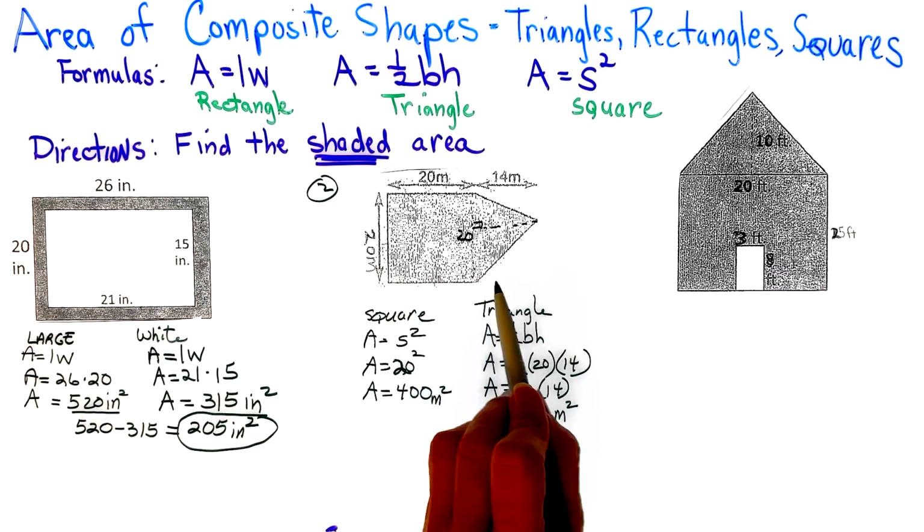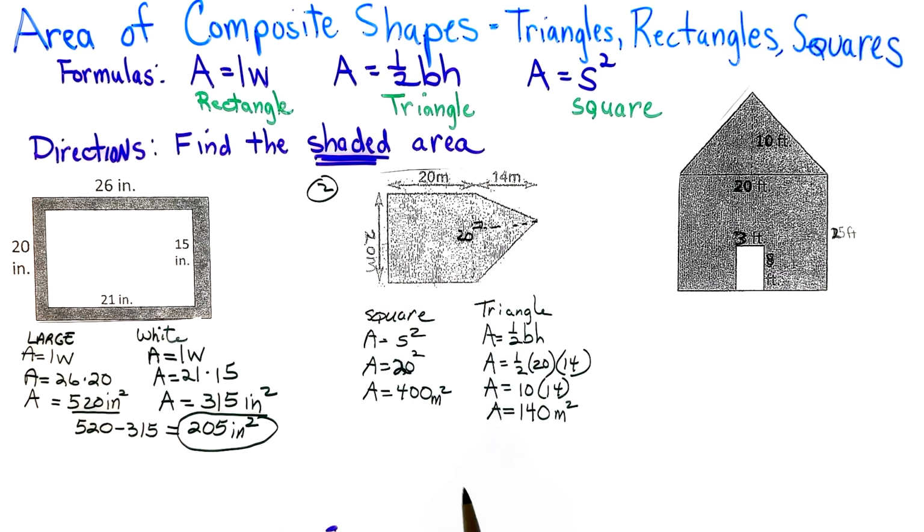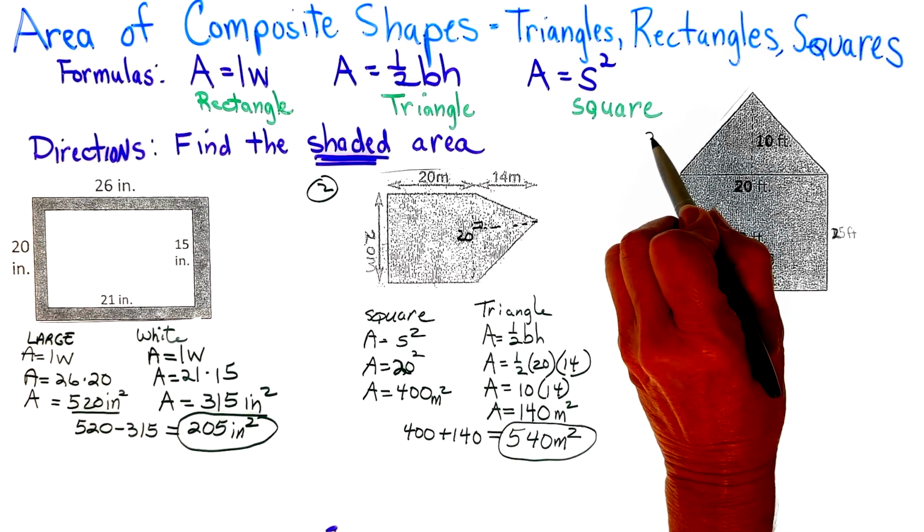Well, my whole picture is shaded. So instead of subtracting like in the last problem, this one we actually have to add our 2 dimensions together. And when we add those 2 dimensions, we get 540 meters squared. So this is our shaded area. Going to problem number 3.